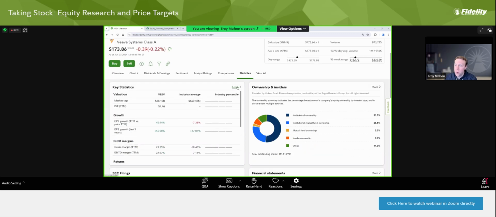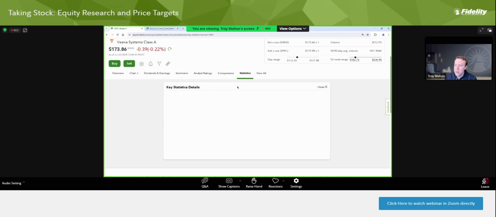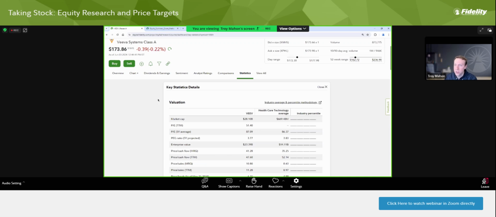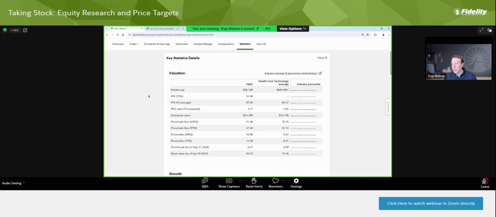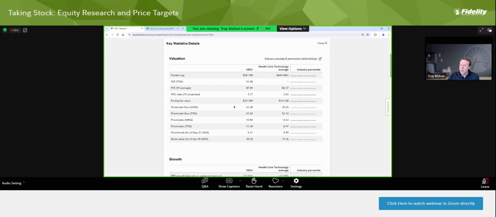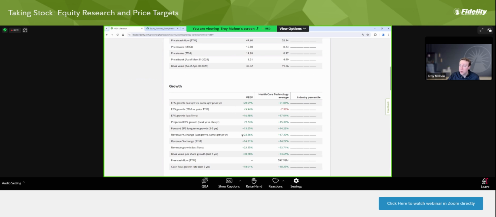I can go to more here, and at a quick glance, without doing any really in-depth research, what can I see here? PE 51, 5-year PE average 87, PEG ratio 3, price to sales 10. That's most recent quarter annualized. Trailing 12 months, price to sales 11, price to book 6. Okay, some of those valuation metrics are a little bit high. But now if I scroll further down and say the growth, okay, some of the growth numbers are pretty good too.